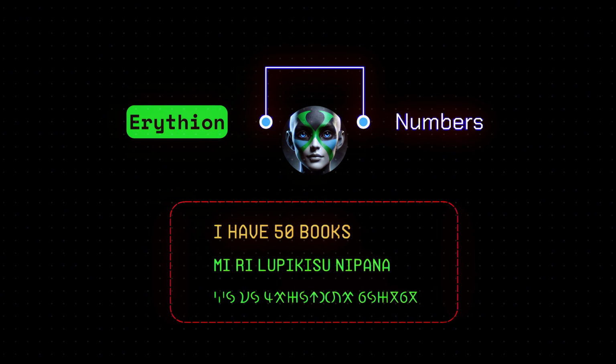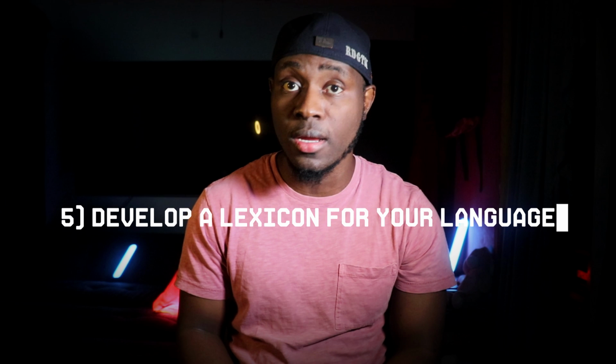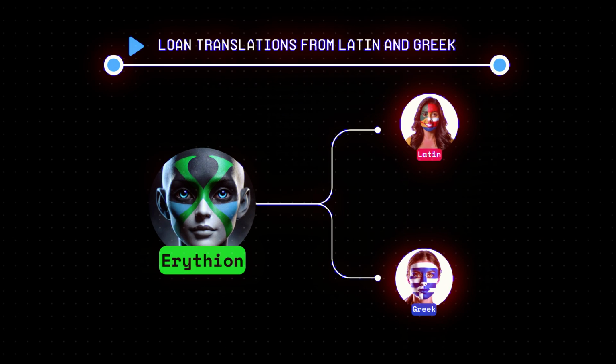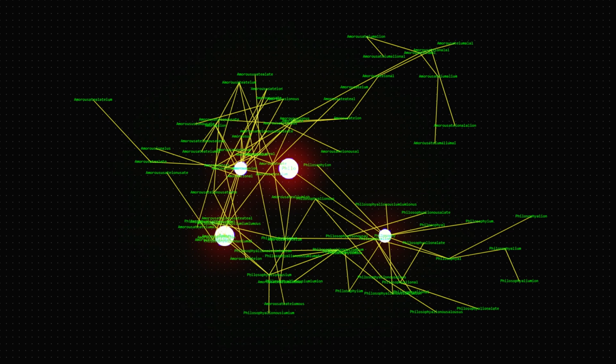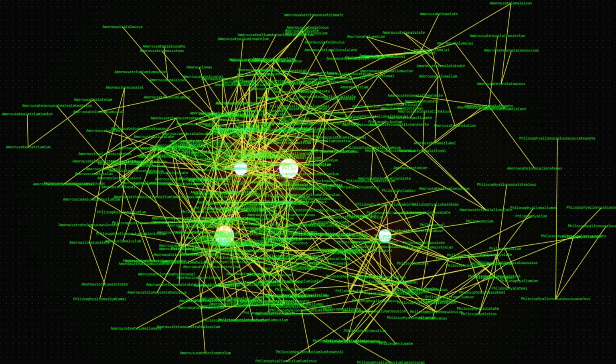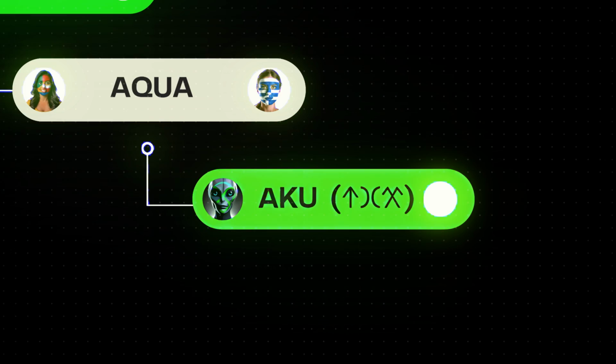Miri lupi kisu nipan. So after you have all the grammatical rules down, it's time to develop a lexicon, to build a vocabulary for a language. For Erytheian, what I did was using loan translations from Latin and Greek. So essentially, for every word, I take a root word and adapt it to the spelling and scripting of my Conlang. For instance, for water, I would take the Latin word aqua and translate it into aku.